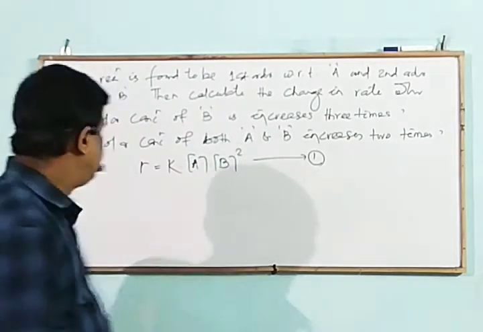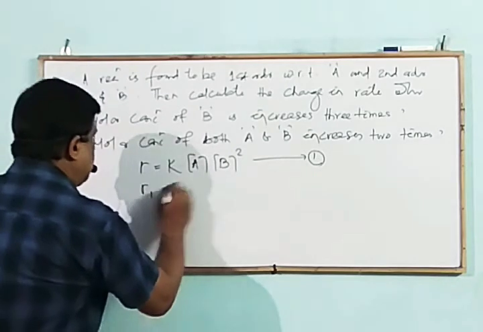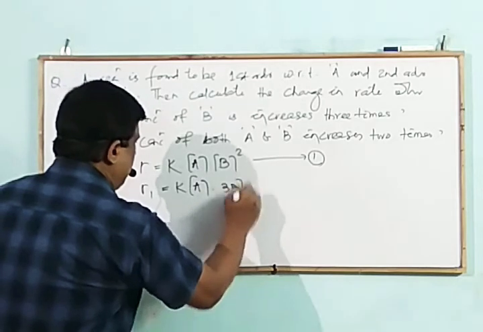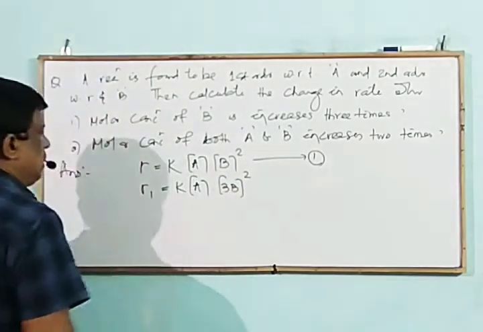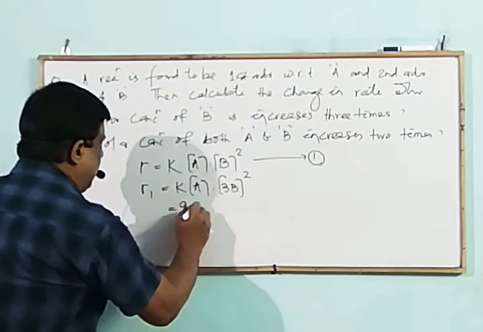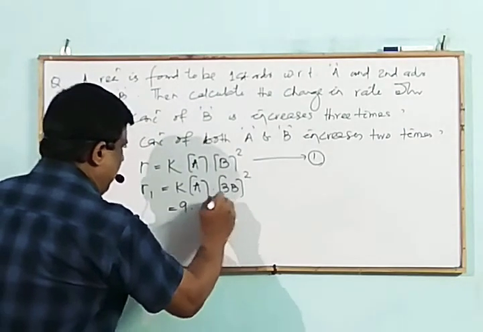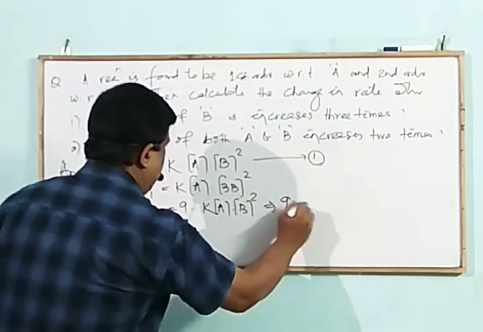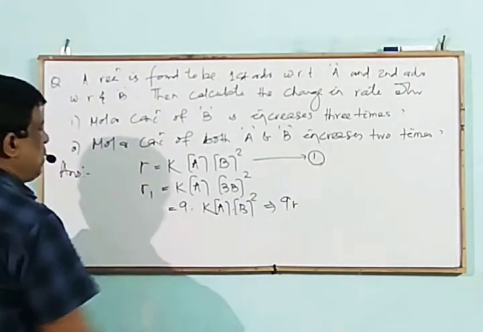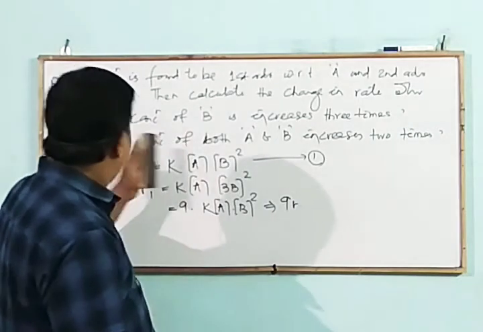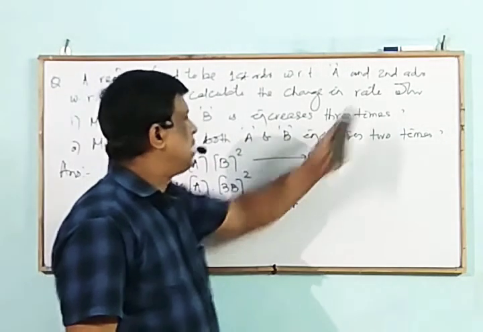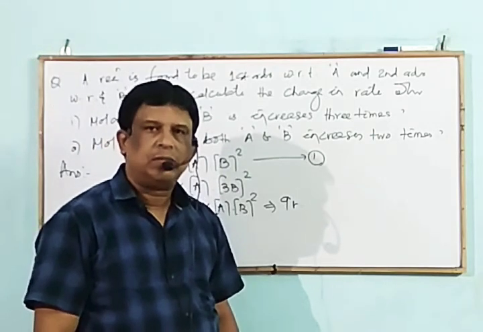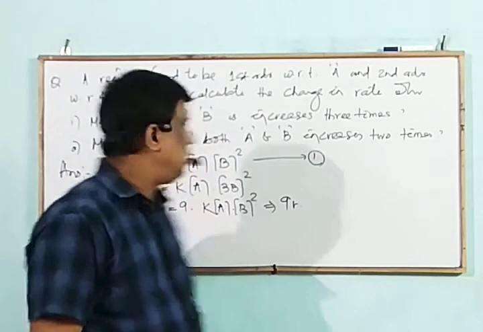Then the question is that in the first bit, the molar concentration of B increases 3 times. That means R1 is equal to K A into 3B to the power 2, which equals 9 K A B to the power 2. That means 9R. So from this expression it is clear that if the molar concentration of B increases 3 times, the rate increases 9 times.